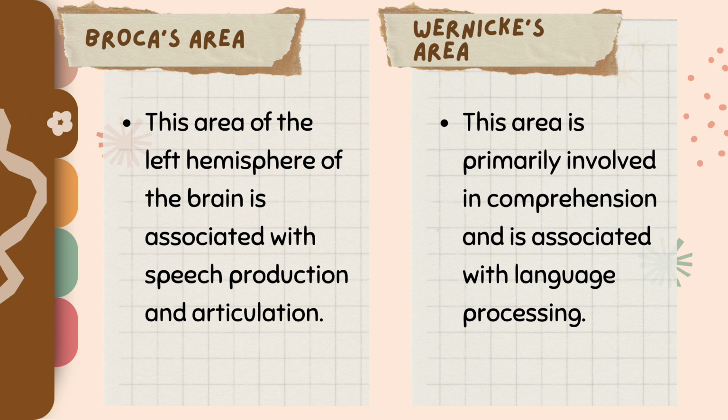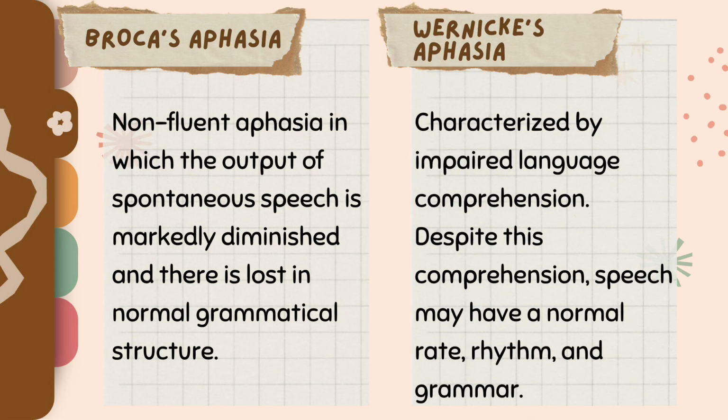We also already have prior knowledge about the disorders in Broca's area and Wernicke's area. These are Broca's aphasia and Wernicke's aphasia, which affect a person's ability to articulate and to comprehend words. Broca's aphasia is a non-fluent aphasia in which the output of spontaneous speech is markedly diminished and the normal grammatical structure is lost. For example, a person with this kind of disorder will have difficulty articulating words, specifically linking words, conjunctions such as and, or, and but, and the use of prepositions is lost.